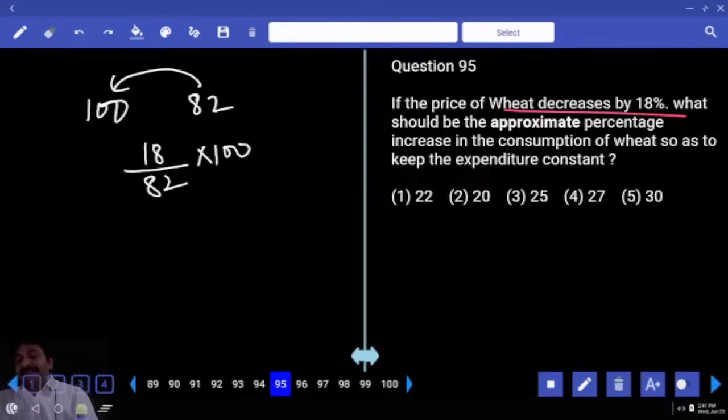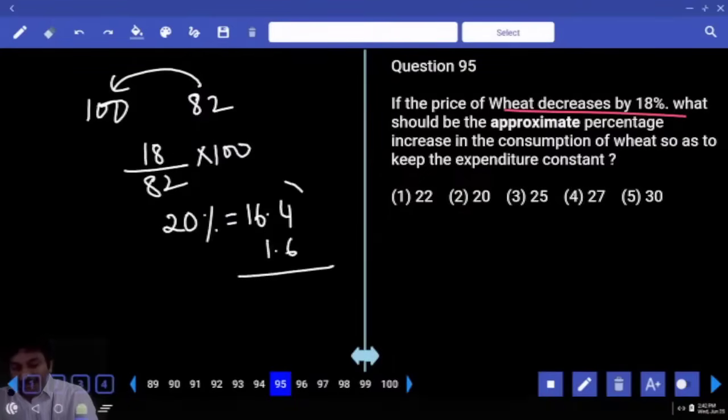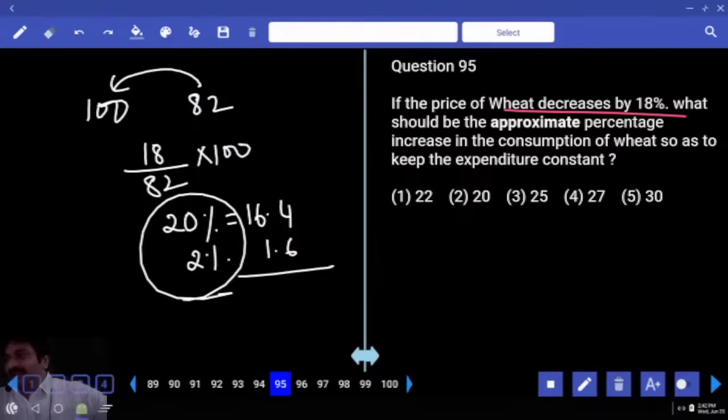What is 10% of the denominator? 20 percentage? 16.4. To make it 18, how much more you need to add? Approximately 10% of this number is 1.6 only. 10% of 20% is 2%. Answer: 22%. First option. It's a basic question.